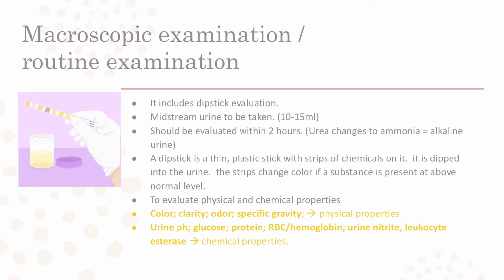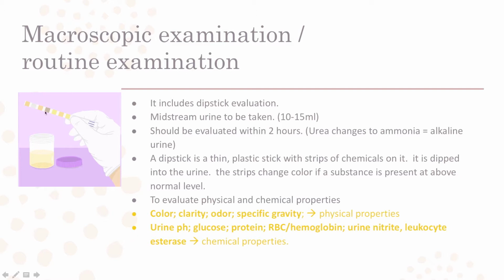So midstream urine is taken. Midstream means not the first part of the urine that comes out, and not the last part of the urine that comes out, but the middle stream. Approximately 10 to 15 ml should be enough. The midstream urine is evaluated within 2 hours, because after 2 hours the urea starts changing into ammonia, which gives us a false report of alkaline urine.